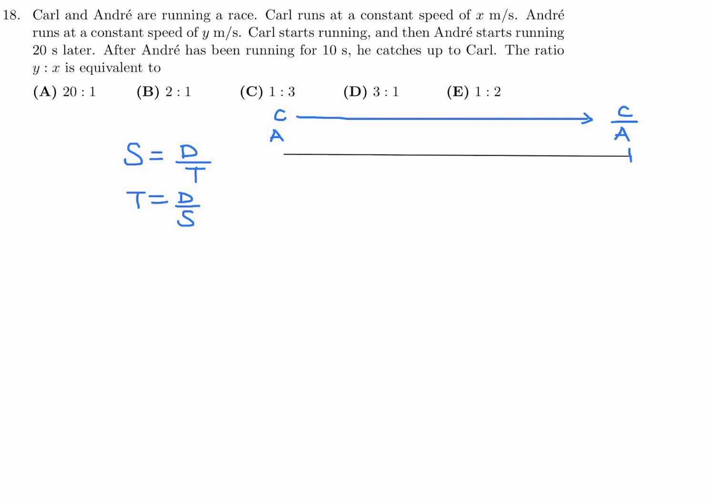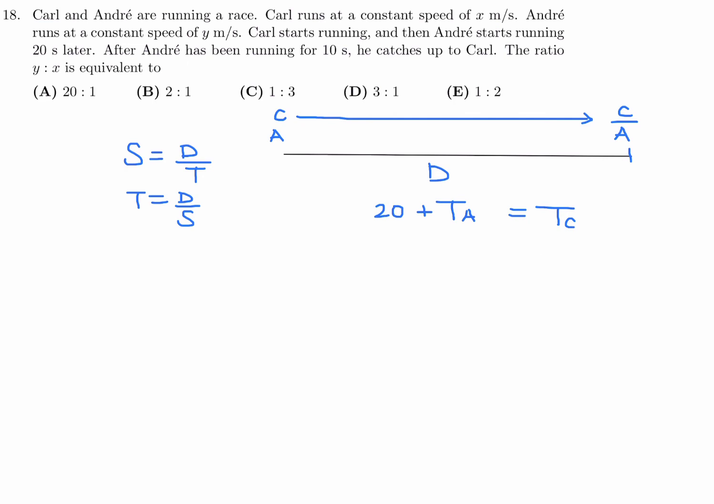So basically what that means is that the time it takes Carl to complete this distance, and whatever you want to call it, we can call it D, is equivalent to the time it takes Andre plus 20 seconds. So for example, if Carl took 60 seconds, it would have taken Andre 40 seconds because he starts 20 seconds later. So that's why the equation is like this.